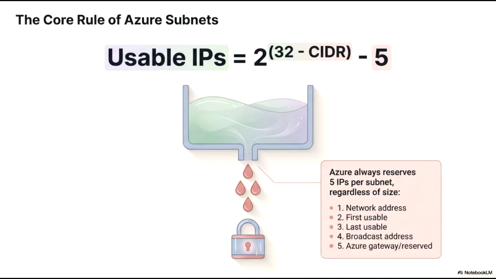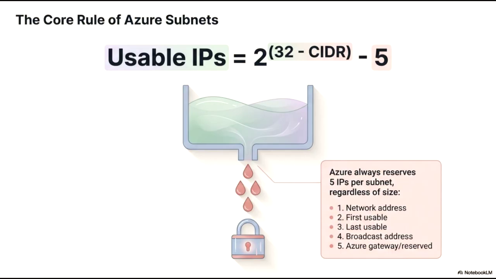When designing Azure virtual networks, it is essential to understand the specific constraints of subnet sizing. The core rule for determining capacity is defined by the formula: usable IPs equal 2 to the power of (32 minus the CIDR prefix), minus 5. Unlike traditional networking environments that typically subtract only 2 addresses, Azure reserves a total of 5 IP addresses within every subnet, regardless of its overall size.